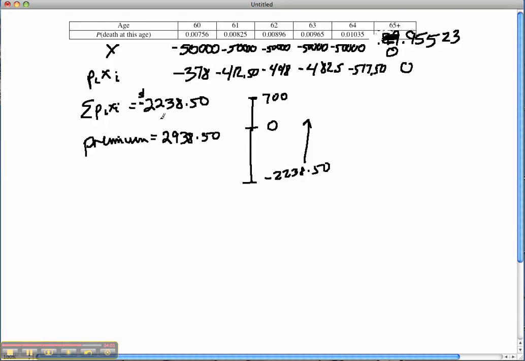Now Part F says, if the insurance company charges $5,000 for the policy, how much profit does the company expect to make? Well, if they're charging $5,000, they're going to lose $2238.50. They should be making $2761.50 in profit. And that's how you do that question.